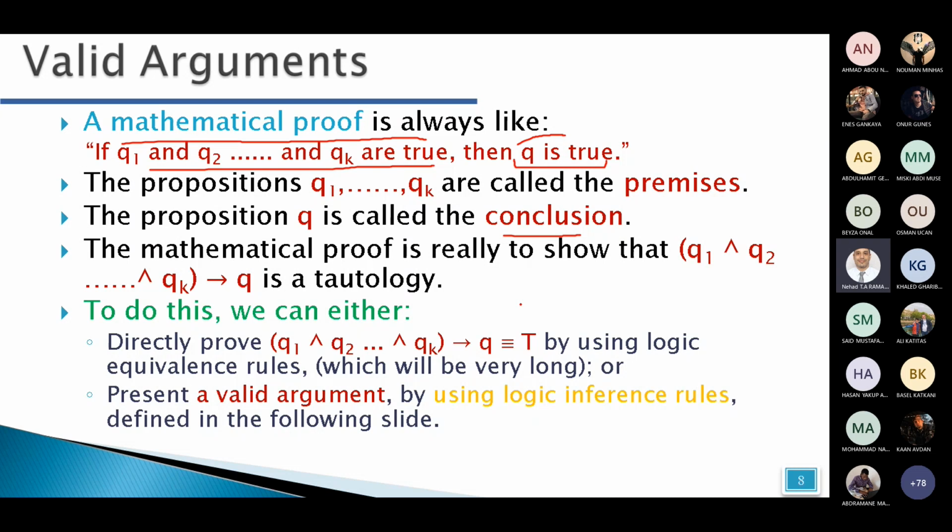So how to use the mathematical proof? When we have premises Q1, Q2 until Qk implies the conclusion Q, we show it as a tautology, then we can mathematically prove this statement.